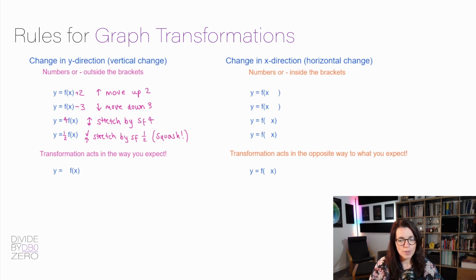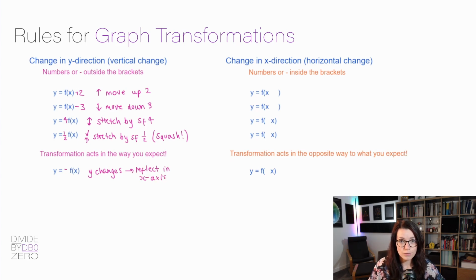I've written here that the transformation acts in the way you expect, because all of those numbers correspond to moving up or down, stretching or squashing as you would expect. For example, a 4 on the outside means you're going to stretch the graph by a scale factor of 4, so get 4 times bigger. If you have a minus on the outside of f of x, that's still a vertical change, so y changes, and that means you're going to want to reflect the whole graph in the x-axis.